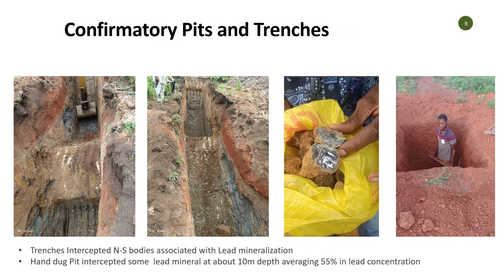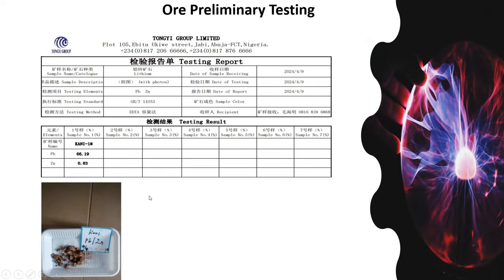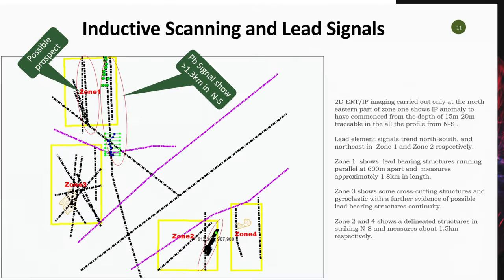Then the next thing, after that, we started trenching. You can see inside the trench the host rock actually cutting across it, and we're able to intercept some interesting samples within this when we started pitting. So when we got this, we had to follow it down to intercept it at about 10 meters, between 8 to 10 meters. From 8 meters, we start seeing some sign of interesting mineralization. This was also tested, and we were able to get about 66% of lead in it and 0.83 percent of zinc in this particular location.